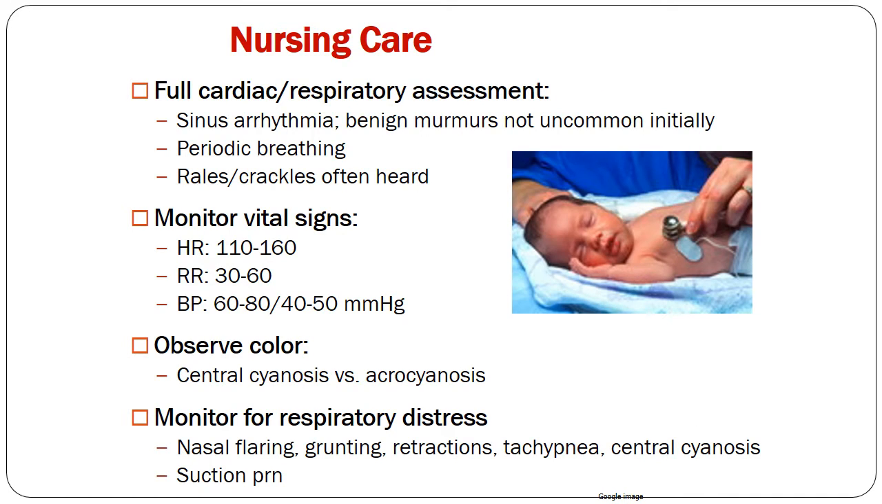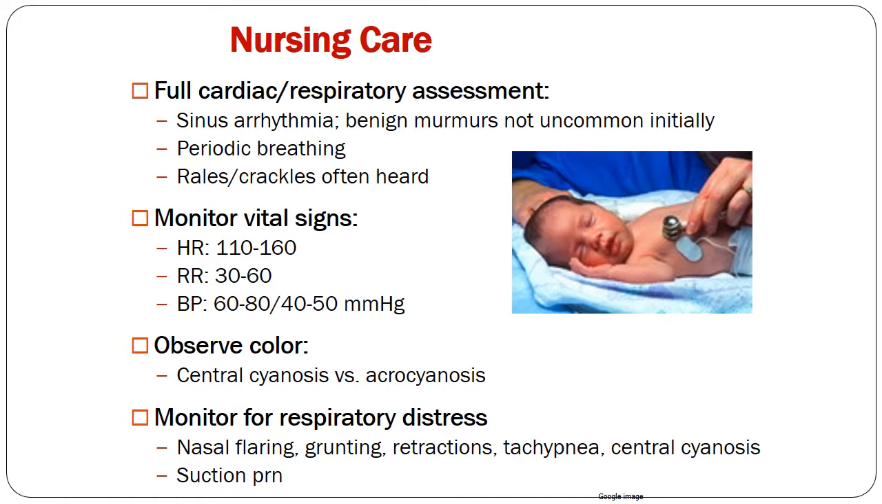So part of our nursing care is a full cardiorespiratory assessment. The baby's typically in a sinus arrhythmia, their pulse kind of speeds up, slows down. It's not unusual to hear a benign murmur. It's because they still have a little bit of the ductus arteriosus open. They do that periodic breathing, and we're going to hear some of that moisture in their lungs exhibited by rales and crackles.